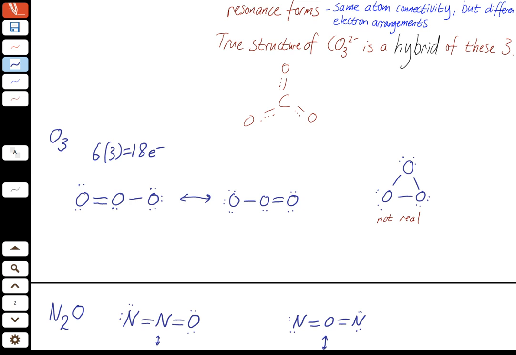So how do we decide which is correct? Because everything I've drawn there fits our rules, right? Everything has 16 electrons. Everything has octets on nitrogen and oxygen. So how could we figure out what the right structure is? And the answer is we can use a type of electron accounting called formal charge.